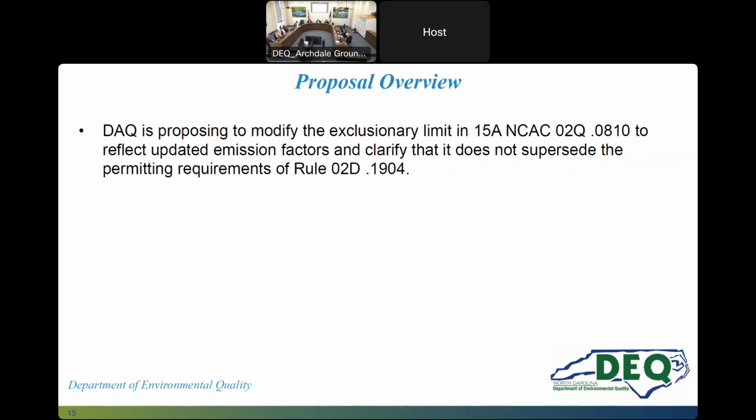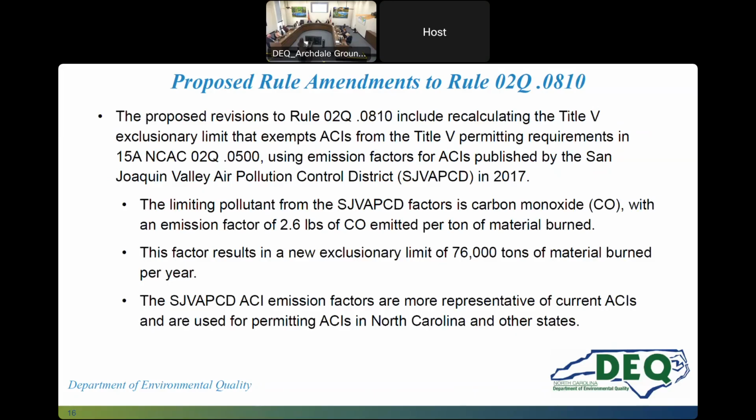So the DAQ is proposing to modify the exclusionary limit in 15A NCAC 02Q .0810 to reflect updated emission factors and clarify that it does not supersede the permitting requirements of Rule 02D .1904. The proposed revisions to Rule .0810 include recalculating the Title V exclusionary limit that exempts ACIs from the Title V permitting requirements in 15A NCAC 02Q .0500 using emission factors for ACIs published by the San Joaquin Valley Air Pollution Control District in 2017. The limiting pollutant from these factors is carbon monoxide, which has an emission factor of 2.6 pounds of CO emitted per ton of material burned. This factor results in a new exclusionary limit of 76,000 tons of material burned per year. These ACI emission factors are more representative of current ACIs and are used for permitting ACIs currently in North Carolina and in other states.